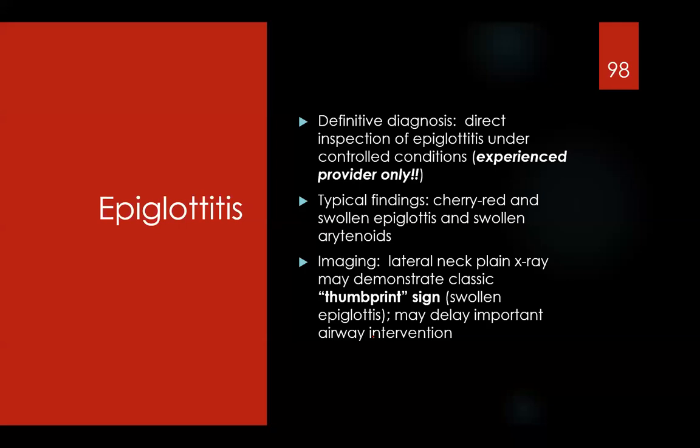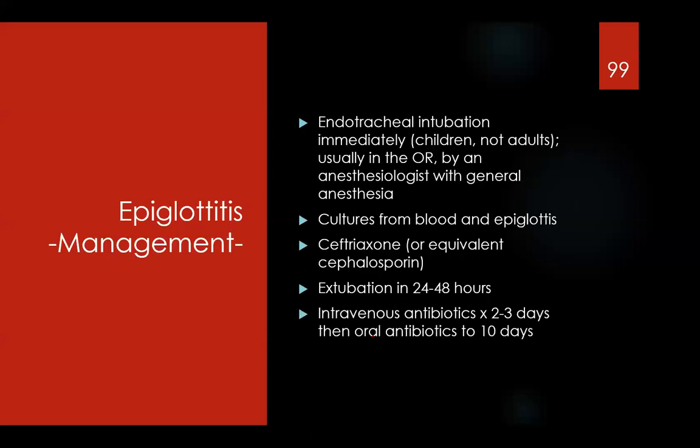Direct inspection of the epiglottis only under controlled conditions with an experienced provider. We're also going to see a cherry red spot and swollen epiglottis or swollen adenoids if we actually see in there. More likely, we're going to do a lateral neck film, and we have to ask for a lateral neck film because if you just order a neck film, you need to specify that you want it lateral. You're looking for the thumbprint sign. You want to see that big, fat, swollen epiglottis.